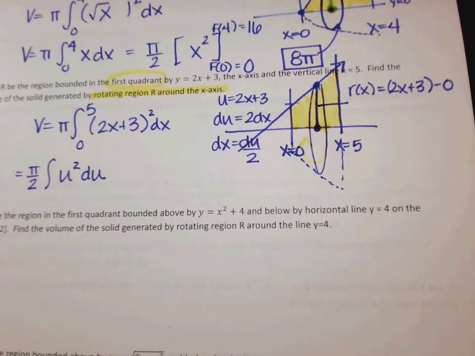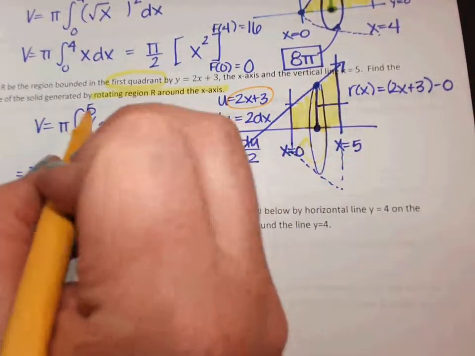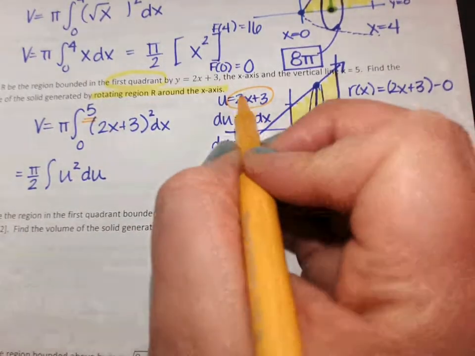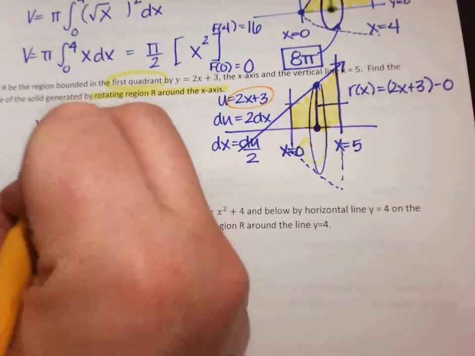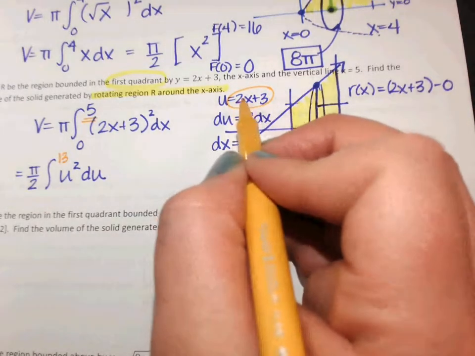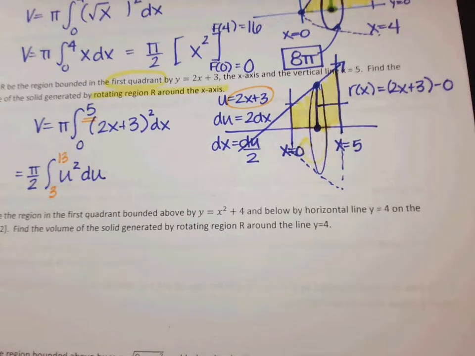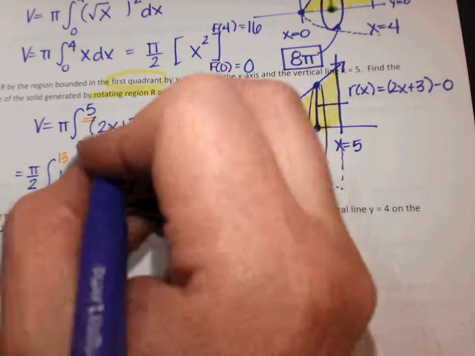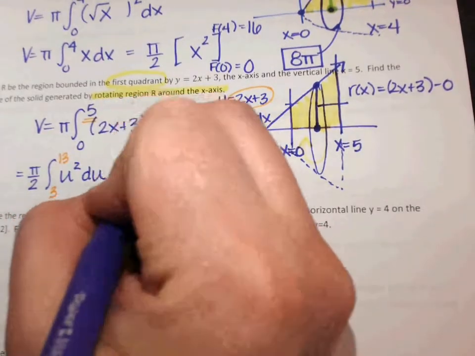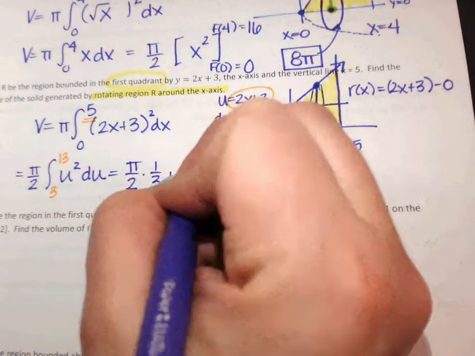Then what do I have to remember to do at those endpoints? Change them. Remember, you're plugging into 2x plus 3. If I plug in 5, what's 5 times 2 plus 3? 13. Plug in 0, 2 times 0 is 0, plus 3 is 3. Then from there I have to take the antiderivative. It's u squared. What's the antiderivative of that? Okay, so I have pi halves 1/3 u cubed.